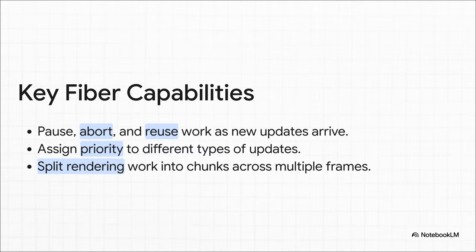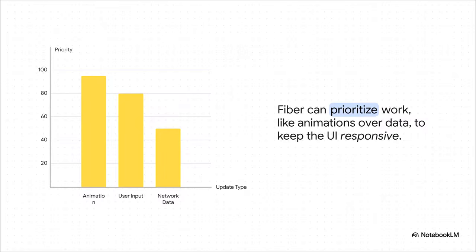And this is huge. It can assign different priorities to different updates. And it can even chop up a big rendering job into smaller pieces and spread them out over multiple frames to keep your app from ever feeling frozen. This is the bedrock that enables all the cool modern stuff, like concurrency. And here's kind of what that looks like in practice. Fiber is smart enough to know that a silky smooth animation is way more important to the user's perception of speed than, say, rendering a list of data that just came in from the network. So it'll take care of that high priority animation first, making sure the UI never ever feels janky.